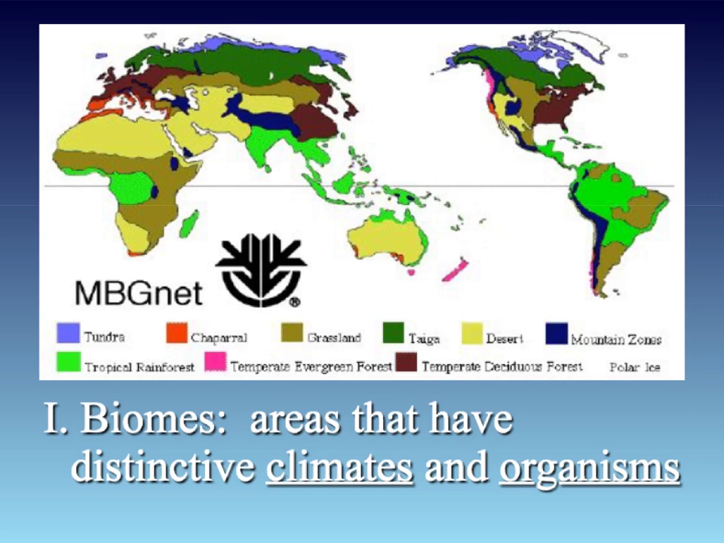A biome is an area that has a distinct climate and distinct organisms. And the fact that we're going to be talking about terrestrial biomes tells us that we're going to be talking about biomes that occur on the land. We'll talk about aquatic biomes or marine biomes, biomes that occur in water, at a later time.